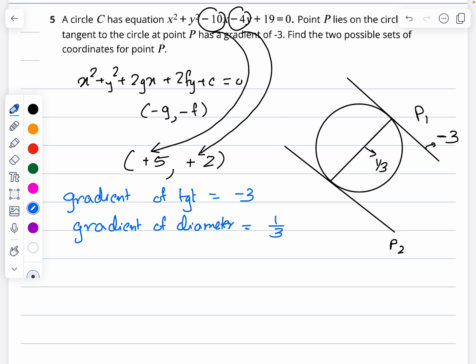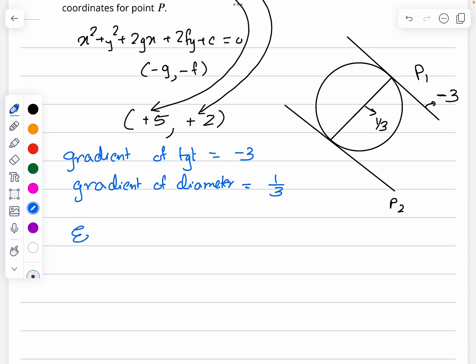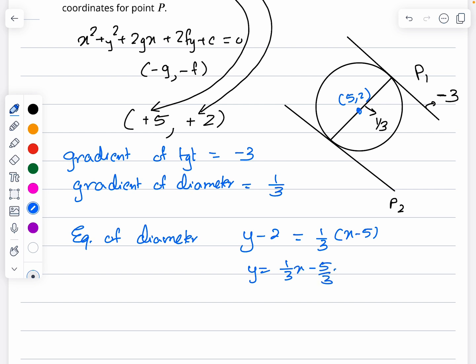So now the equation of the diameter. I will find the equation of the diameter. Y minus y1, because it is passing through the center. Center is 5 comma 2. Y minus y1 equals to m times x minus x1. So I'll get y equals to 1 upon 3x minus 5 upon 3 plus 2. So y equals to 1 upon 3x plus 1 upon 3. That is the equation of the diameter.